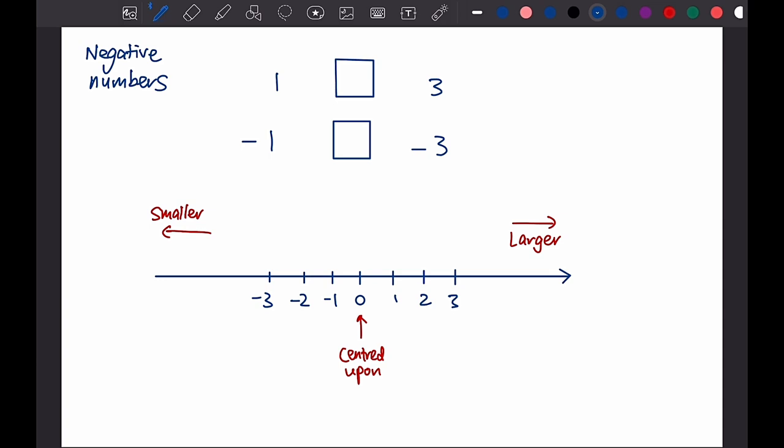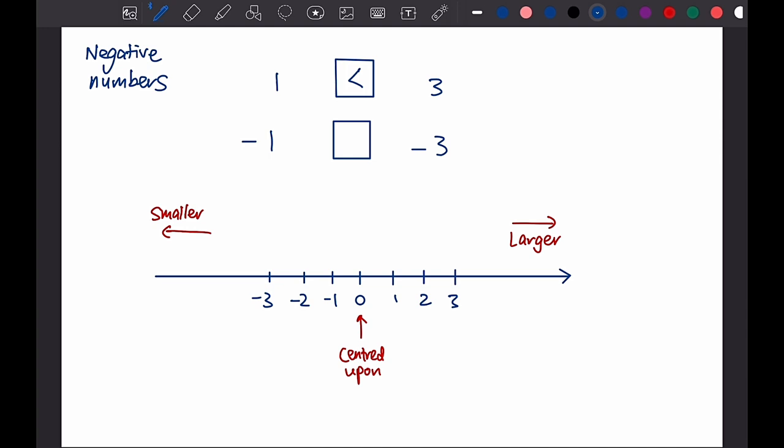So for positive numbers, we know 1 is less than 3. However, if we were to introduce a negative to both 1 and 3, what's going to happen? Alright, so in order to understand that, let's look at the number line where I center the number line upon the 0. And if we were to look to the right of 0, we have 1, 2, 3, and so on. So clearly, as we move along the number line to the right, numbers are getting larger and larger, and conversely to the left, numbers are getting smaller and smaller.